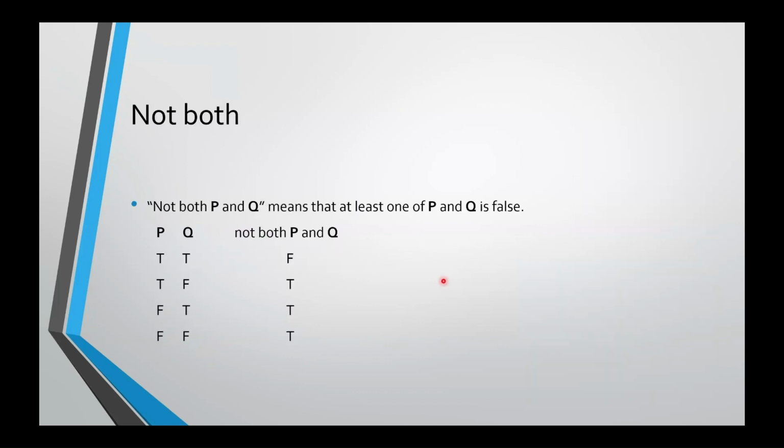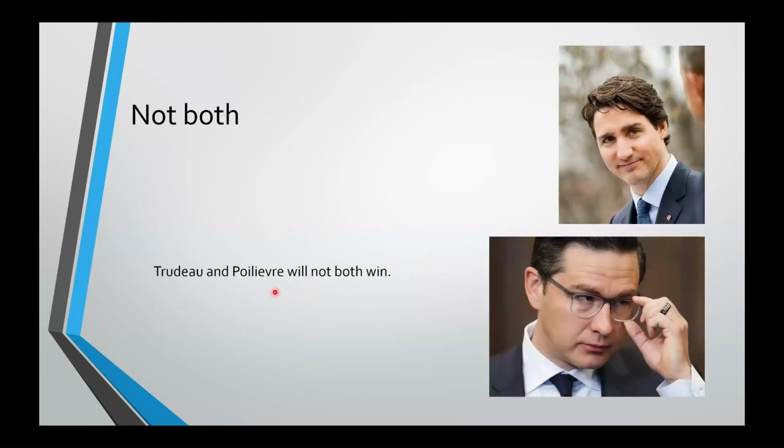The next one we'll look at is not both. Not both P and Q means that at least one of P and Q is false. So if they're both true, it's going to be false. And in any of these other three possibilities, it's true. So for example, Trudeau and Poilievre will not both win.